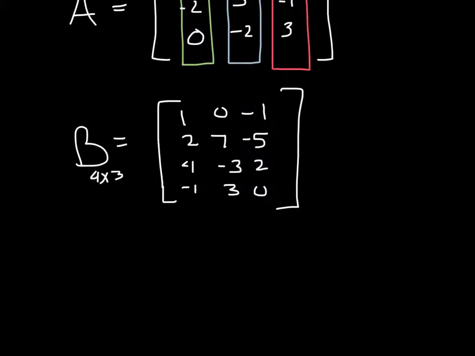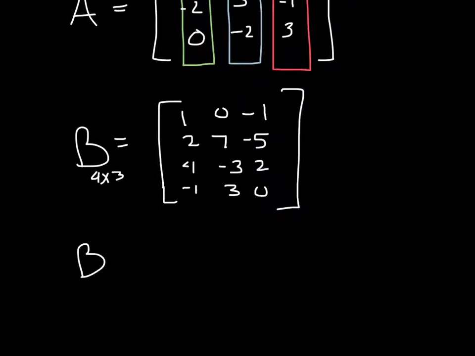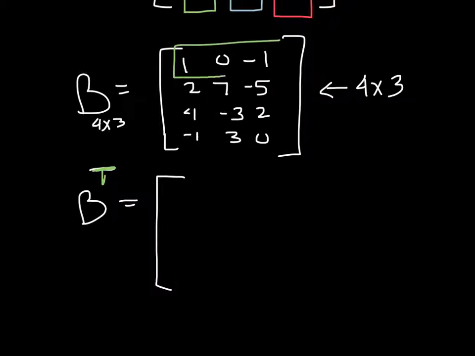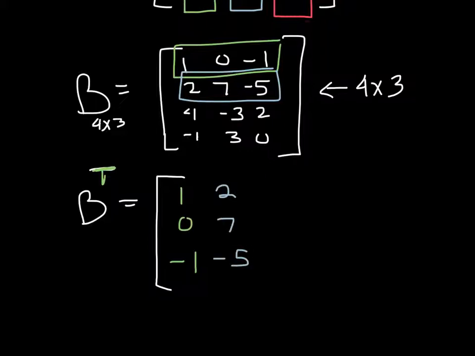Okay, so let's go ahead and find B transpose. Well, I'm just swapping the rows and columns. Now remember, this is a 4 by 3. So this row is going to be my first column this time: 1, 0, -1. And I'll stick with my colors here. This row is going to be 2, 7, -5. So that's the new column.